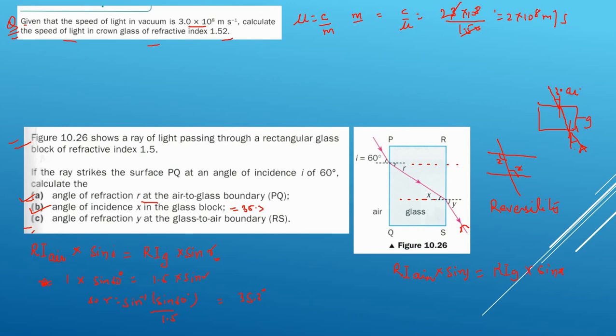Correct? What is sine y? It should be 60, because this is in air, so it will be your 60. So if you calculate the y, it will be sine inverse of the refractive index of glass, 1.5, and sine 60. If you solve this part, you will get your answer that y is 60 degree. So you can check your answer and let me know how much you got.